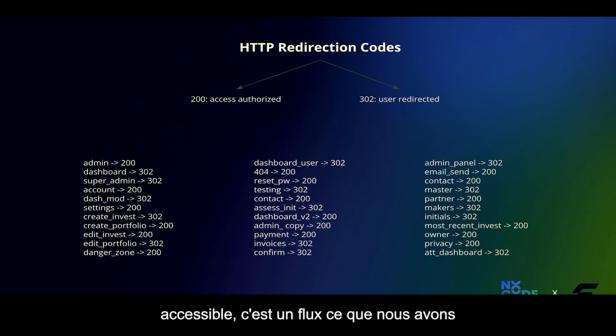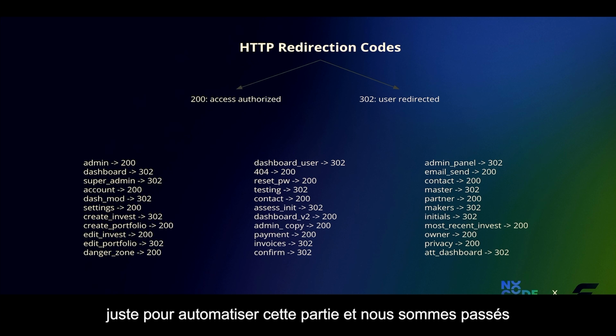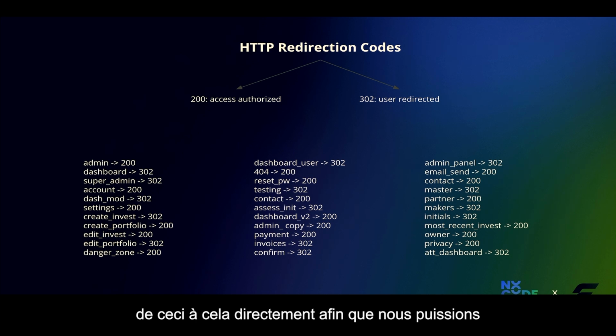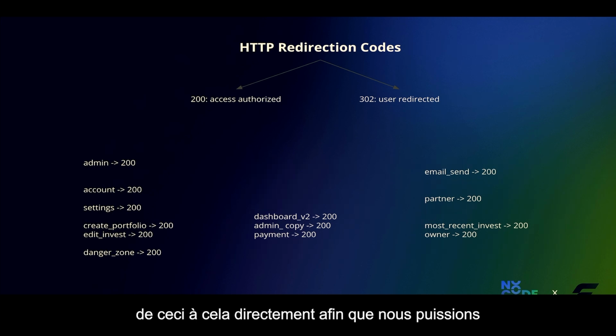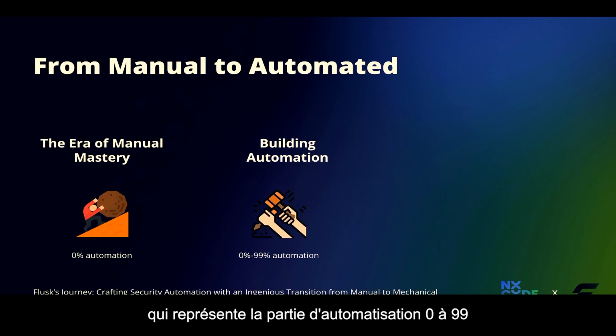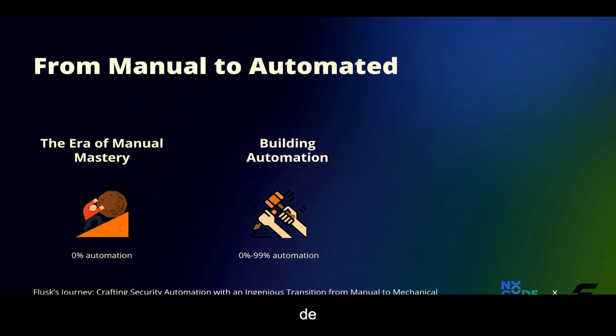This is a flow. What we did, the first automation we've done on these security audits was to actually automate this part, and we built a little internal tool, really ugly, just to automate this part, and we came from this to that directly. So we could know which pages are not secured, right? That represents the 0 to 99 automation part of Flusk.